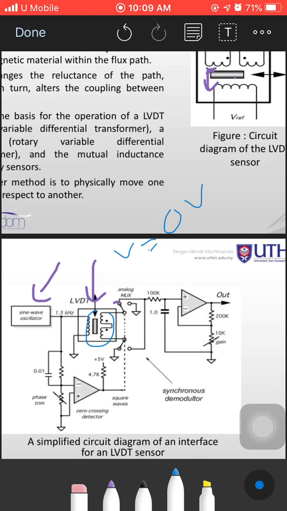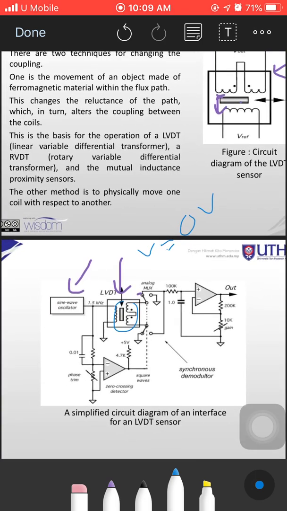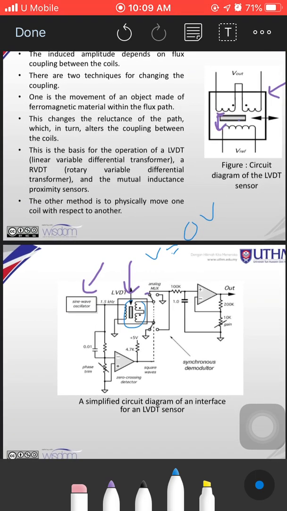Alright, so I think that's all for the inductive sensor.